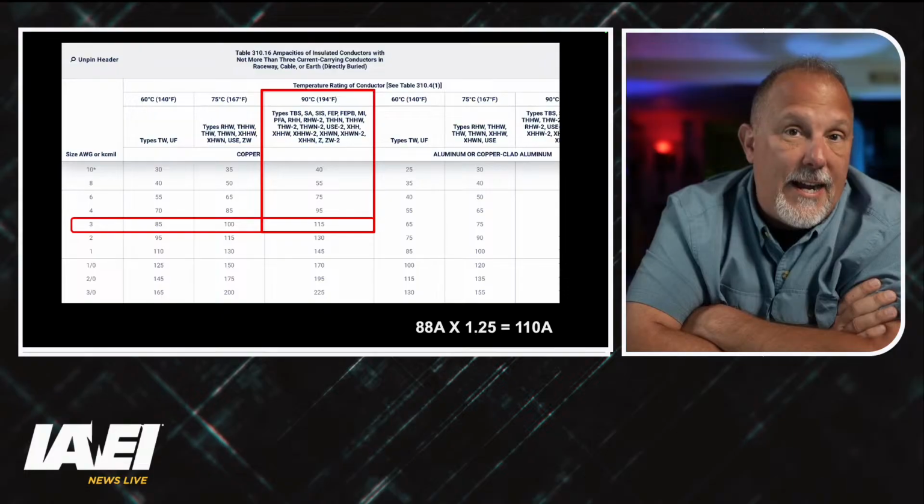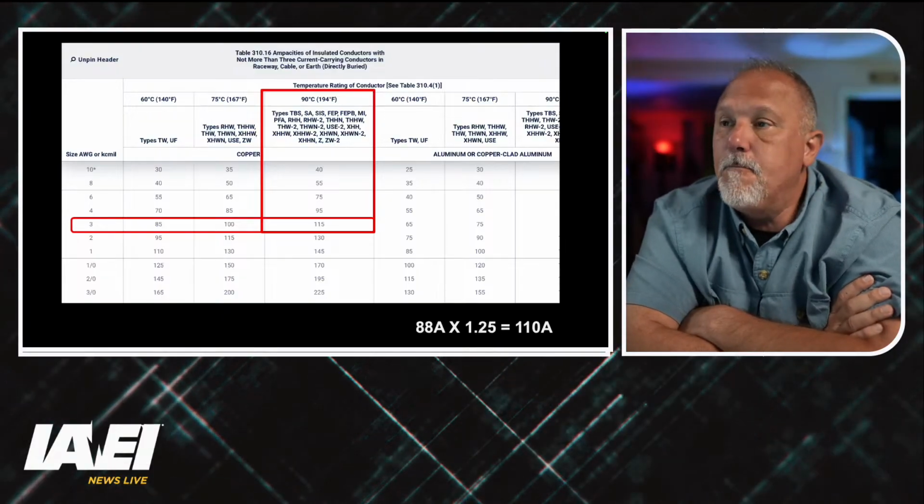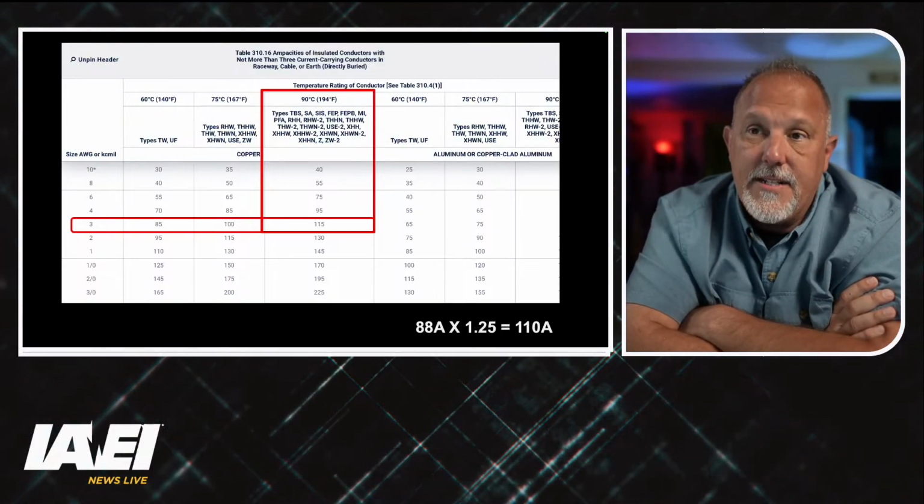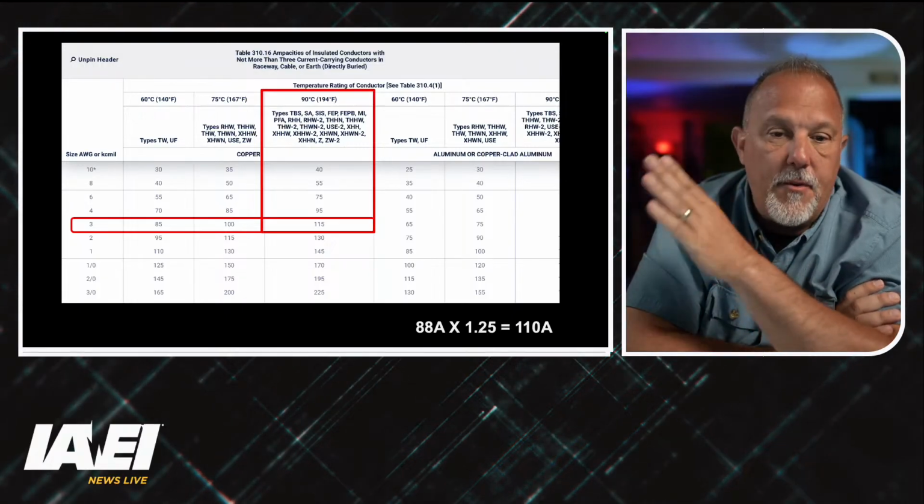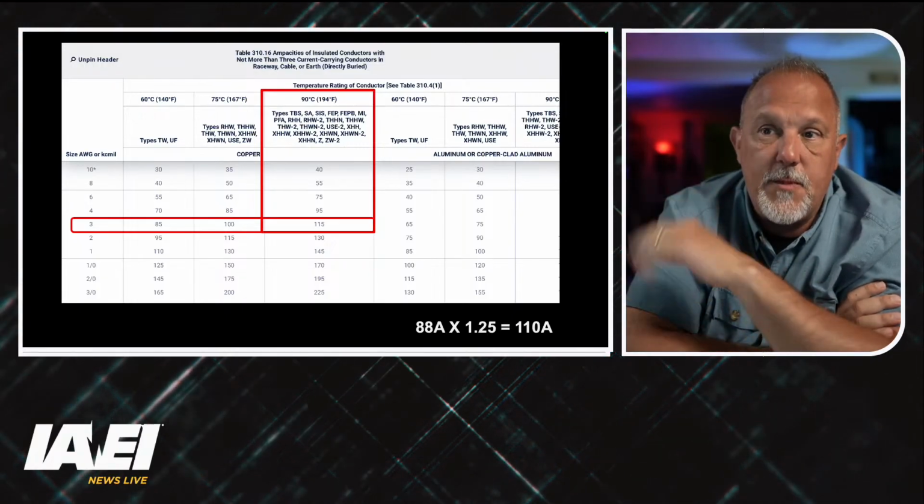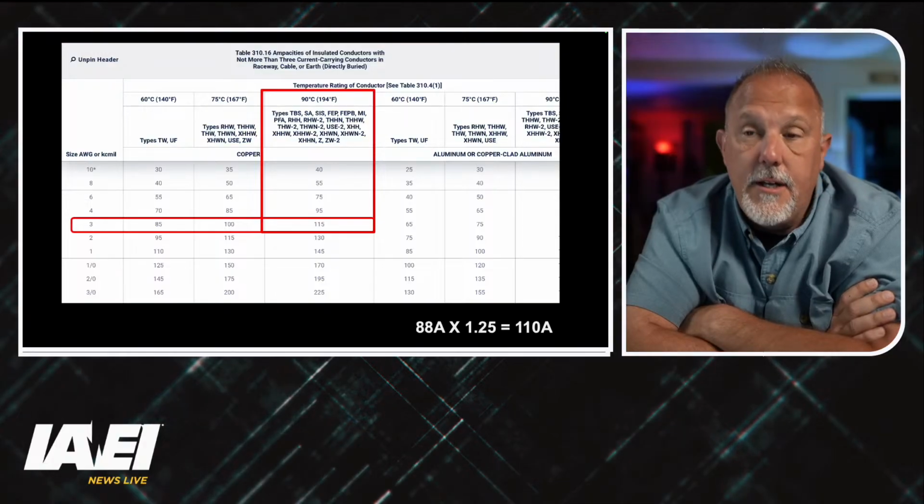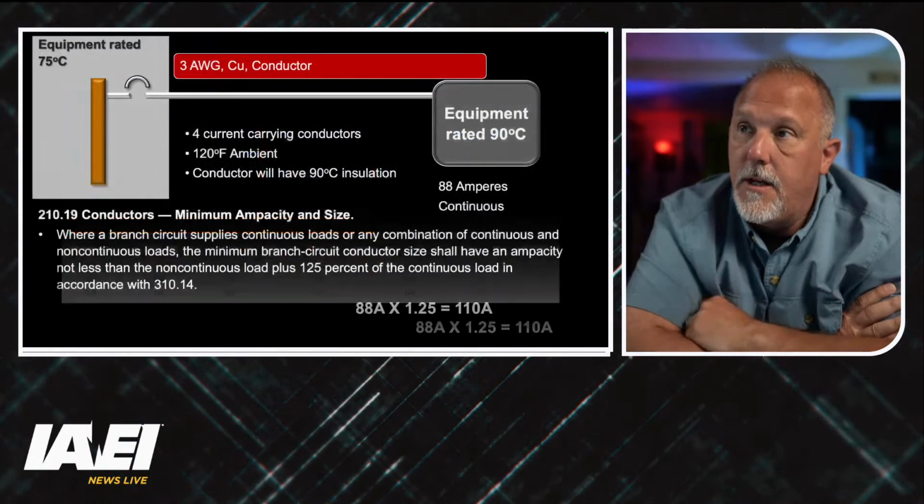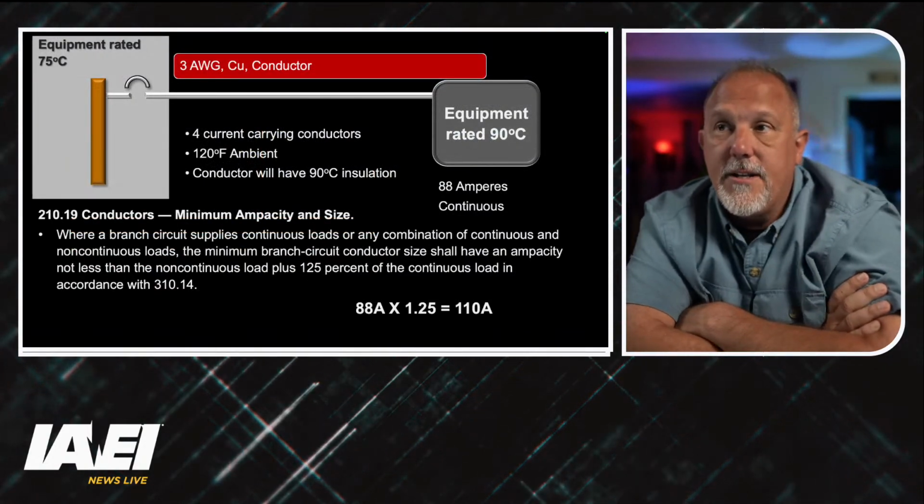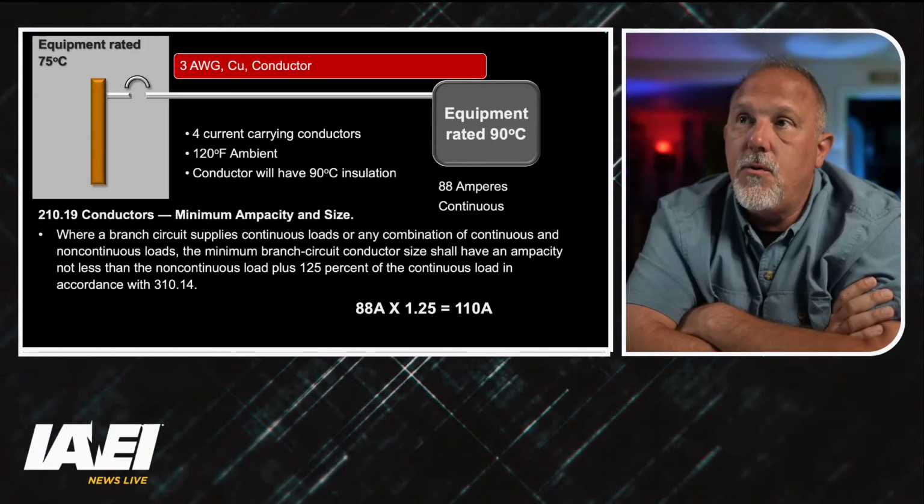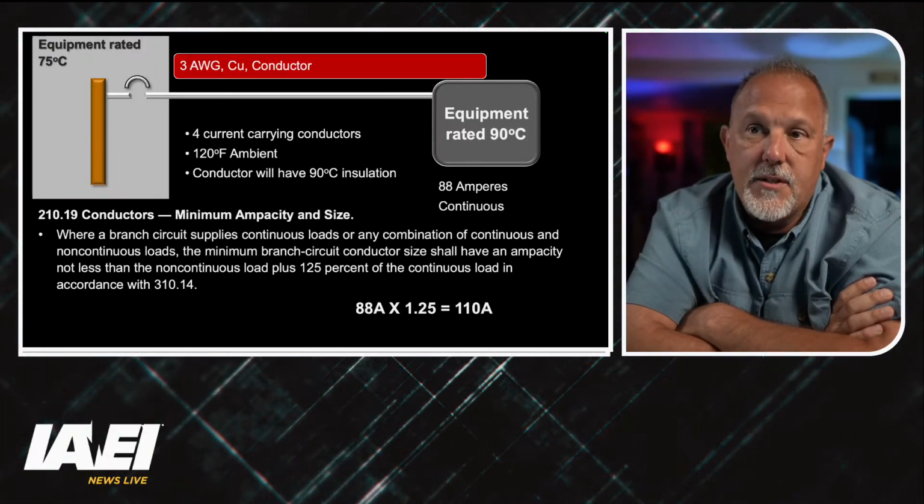Since I have a 90 degree C insulated conductor, I'm going to use the 90 degree C column, and I've got to get to a number that is greater than 110 amps, which gets me to a 3 gauge conductor. So a number 3. So now I know I got a 3 gauge copper conductor that can handle 110 amps. That's my size.